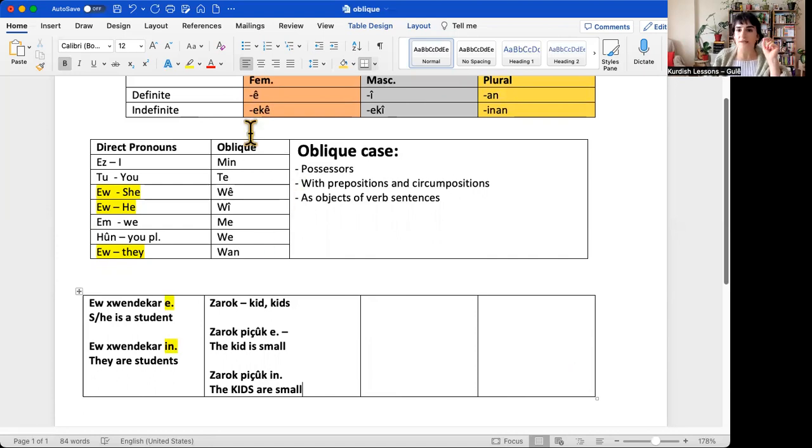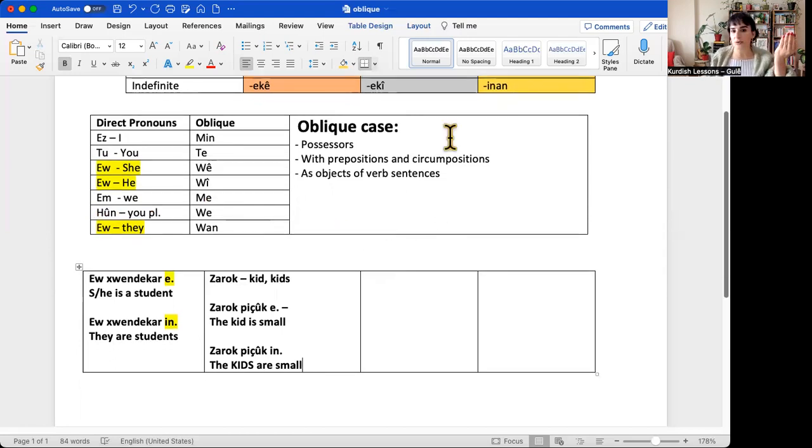And now let's have a look at oblique form. Oblique pronouns are another form of pronouns. So as becomes men, to becomes te. For she it will be we, for he it will be we. M will be me, and hun will be hun. These are our oblique pronouns.